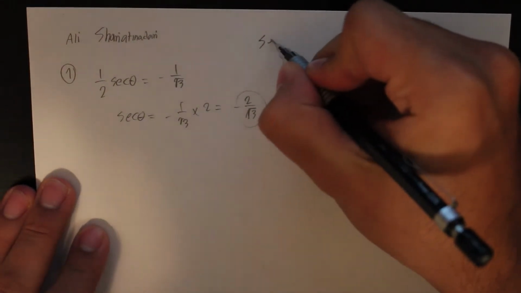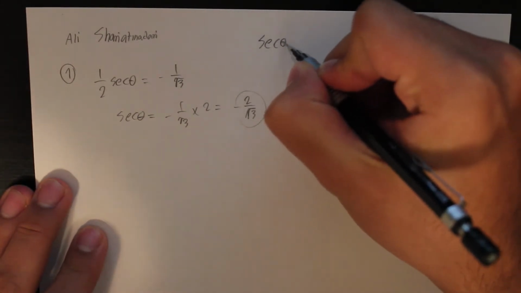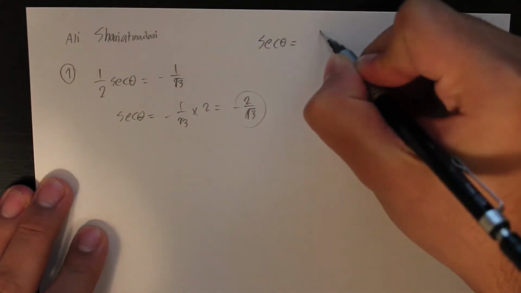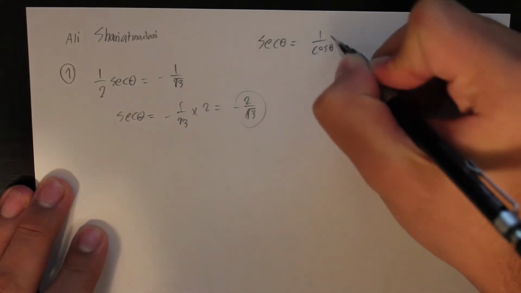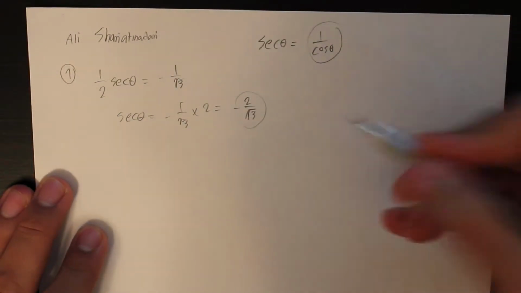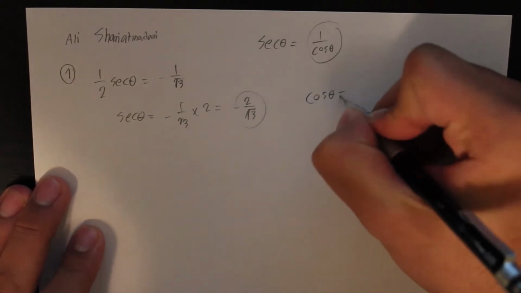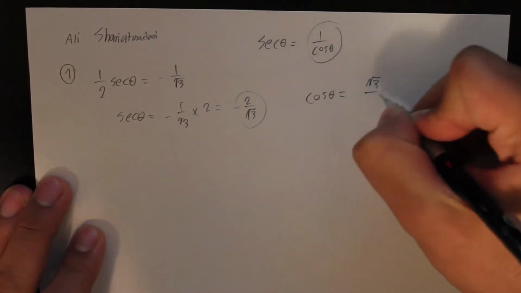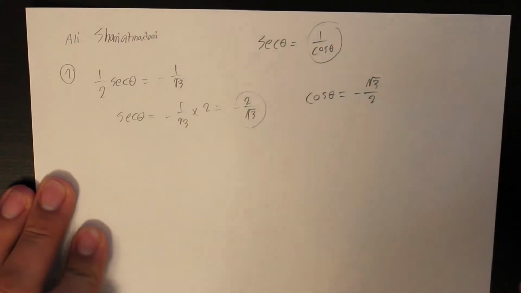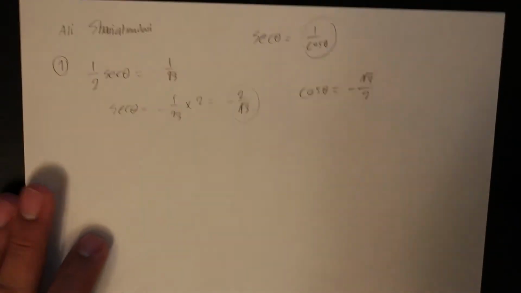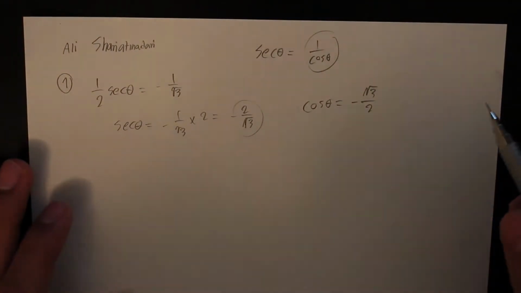Now, if we remember correctly, secant theta equals 1 over cos theta, right? So by this logic, we can invert this, and cos theta would equal negative square root 3 over 2, right? So we're getting somewhere here, all right?